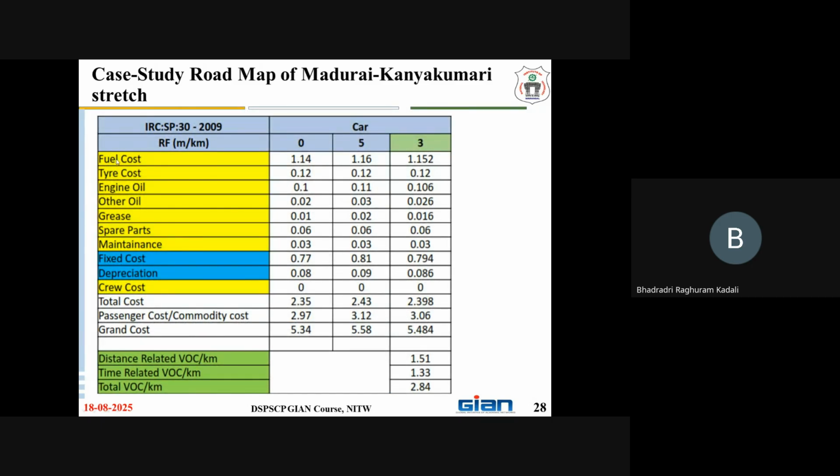In the same way, first we need an idea of the vehicle operating cost with respect to distance-based factors and time-related congestion factors, like fuel cost, tire and engine oil, the fixed depreciation, and other costs, passenger cost. Corresponding to that, the distance-related vehicle operating cost is 1.51, the time-related congestion vehicle operating cost is 1.33, and the total vehicle operating cost is 2.84.